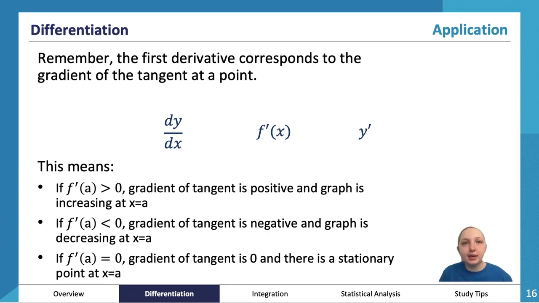So those are the three big things to remember about your first derivative. I think it's fairly self-explanatory that if your first derivative is positive, then the gradient of the tangent is positive and the graph is going to be increasing. If it's negative, the gradient of the tangent is going to be negative and your graph will be decreasing. And then if you've got f dash a, or whatever your point is, equal to 0, your gradient of your tangent is equal to 0, and therefore you're going to have a stationary point because it's neither increasing nor decreasing. So yeah, fairly self-explanatory, that one, I think.